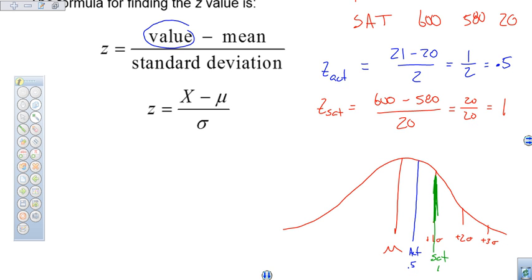So I can see that, as a standardized comparison, I scored better on my SAT because I have a higher relative position. So that's what's really cool.